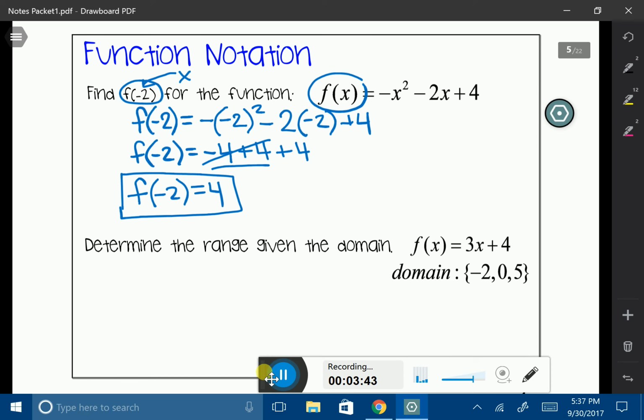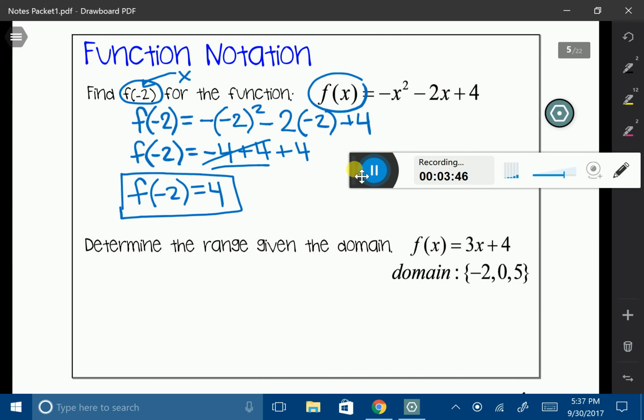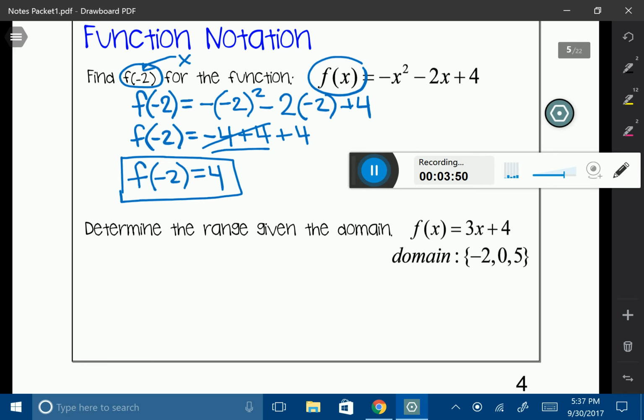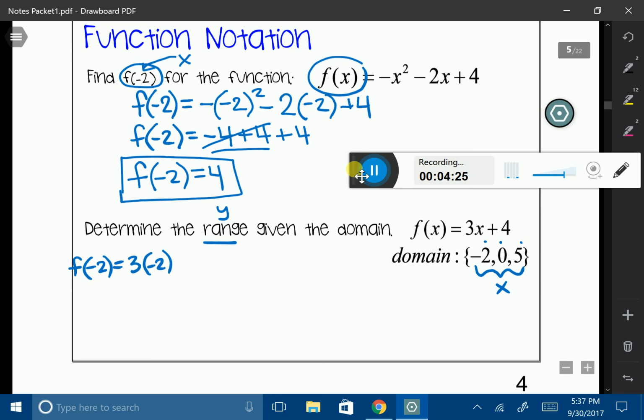Okay, now we're going to use that same type of concept here. It says determine the range given the domain. So I'm given a new function rule here in function notation, and they give me the domain values. If you remember, my domain values are all of my x values, and what they want me to determine are all of my y values. So here's what I'm going to do. I'm going to have to do this 3 times for each of the domain values that they give me. I'm going to start over here, and I'm going to say f of negative 2. I'm going to start with that domain value of negative 2. That's my x value. And I'm going to set it equal to 3. I'm going to substitute negative 2 in for my x, and I'm going to add 4.